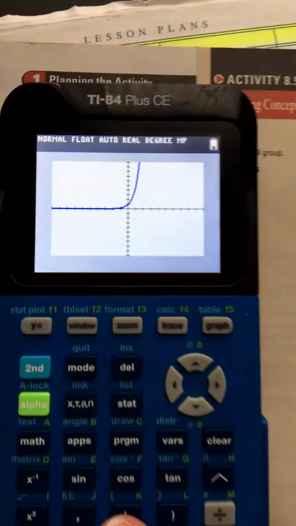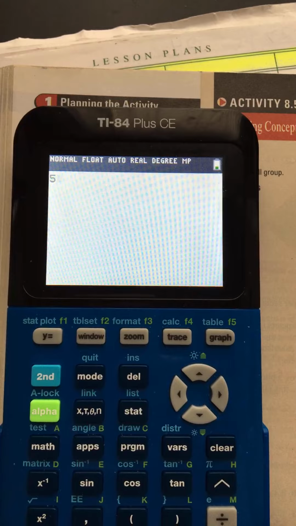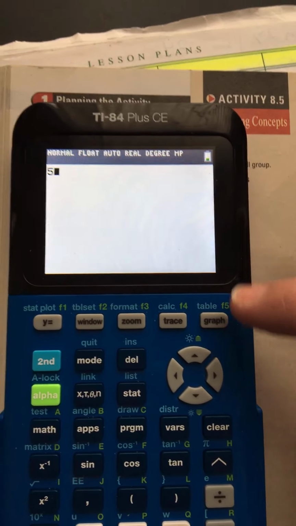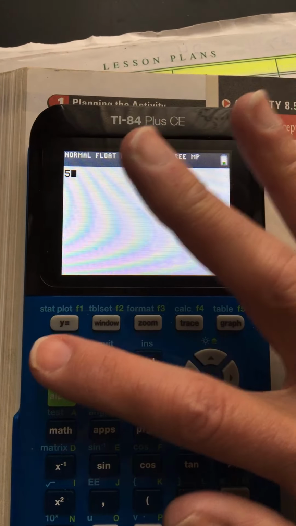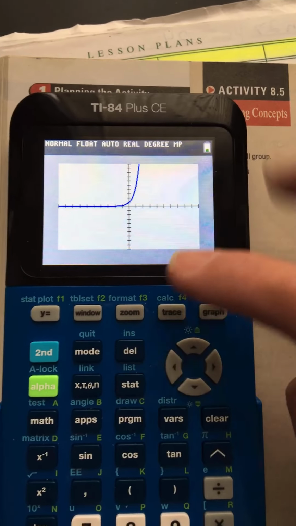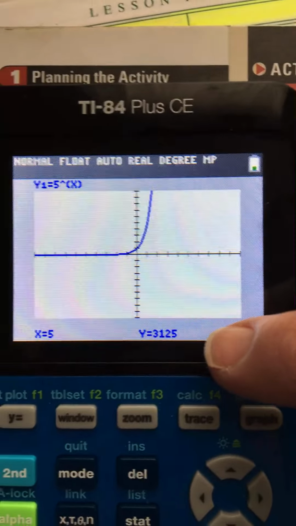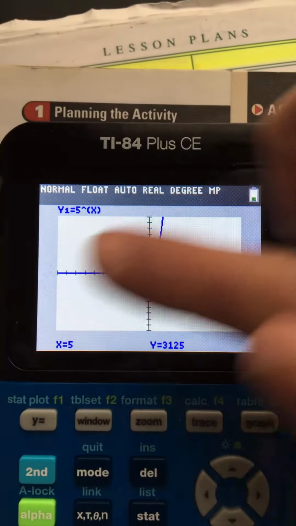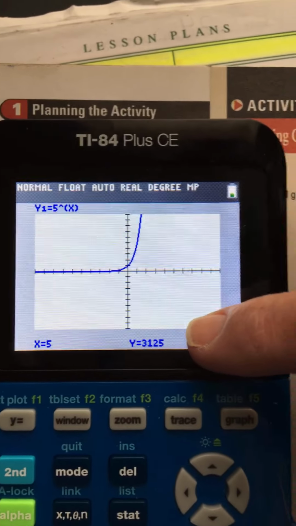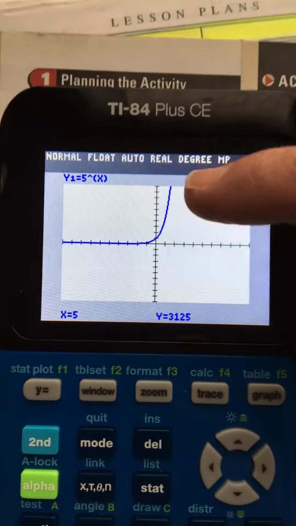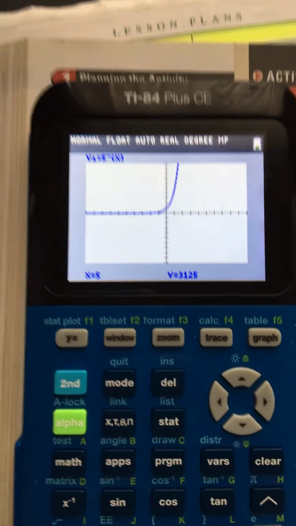And also notice on this one, when we do 5, let's go back to graph. Okay, so trace 5. Notice that it can tell me the answer even if it's off the screen. 3,125 is off the screen, but it can still tell me the answer.